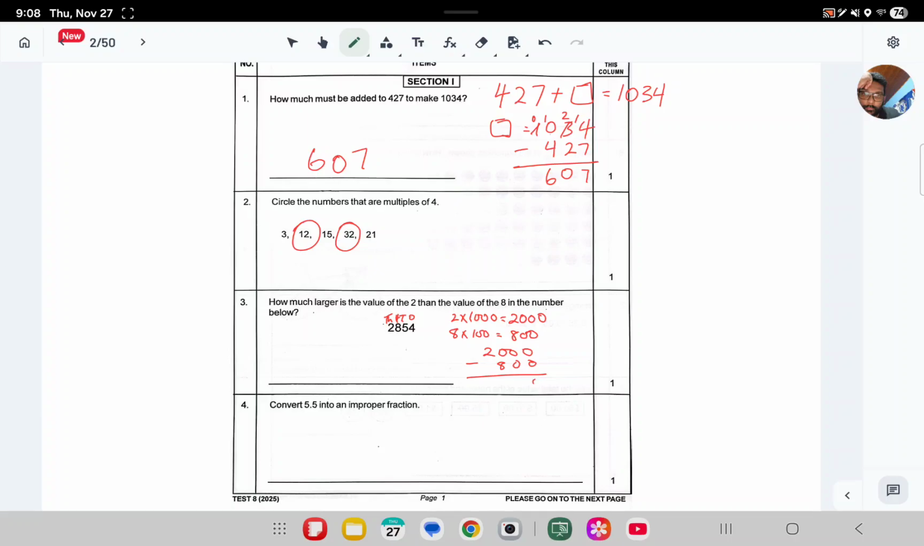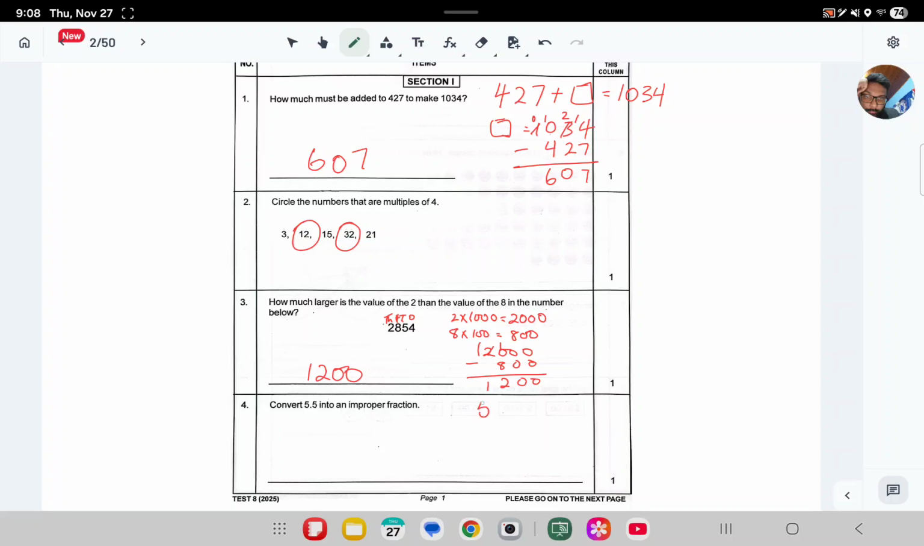Alright. 0, 0, 0 can't take away 8. You take 1 from here. Here becomes 1. Here becomes 10. 10 take away 8 is 2. So we have 1200. Alright. Number 4, convert 1.5 into an improper fraction.